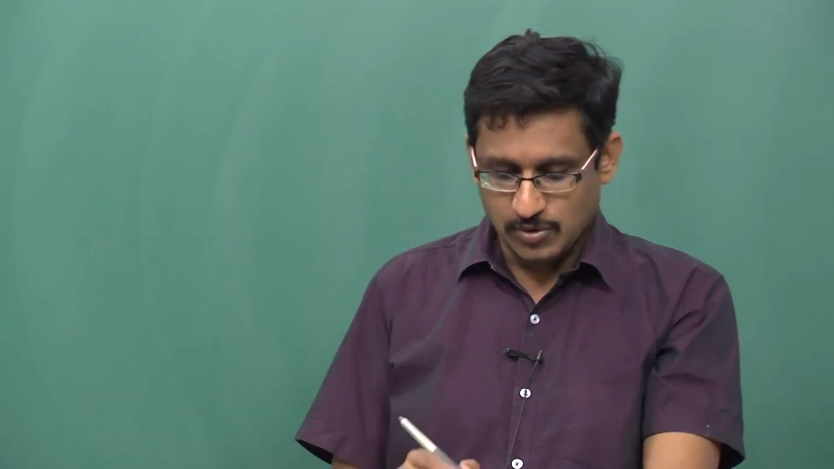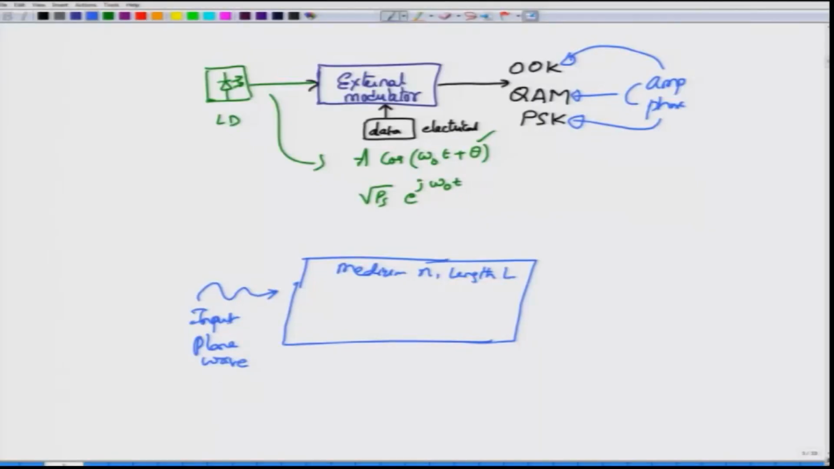How? Suppose I consider an input plane wave, imagine that you have a nice input plane wave propagating, and I have a medium of some length L, and the refractive index of this medium is n. Now, I know that at the position say z equal to 0, the input wave will be represented by e power j omega 0 t. Do not worry too much about getting the exact thing right here. This is only an idea of what the external modulator is going to do.